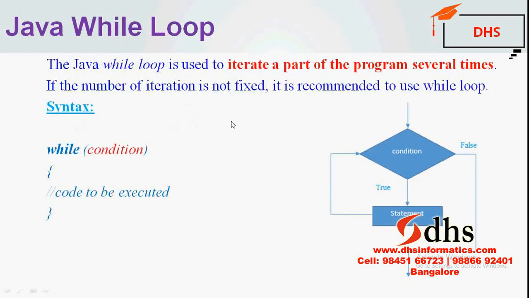Next we have while loop. The Java while loop is used to iterate a part of a program several times. If the number of iteration is not fixed, it is recommended to use while loop. So for example, if I want to use while loop, I should provide some condition, while condition, and code to be executed. For example, if I make I is equal to 10, and I only want to travel while loop until I becomes 20, that type of situation we can use while loop.